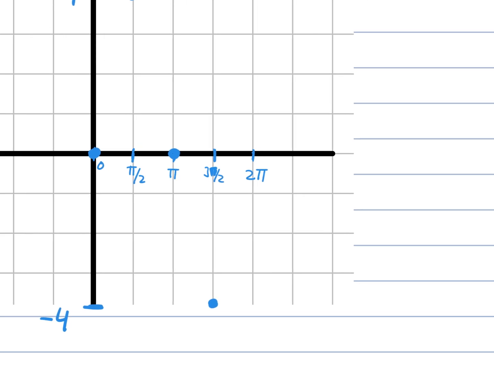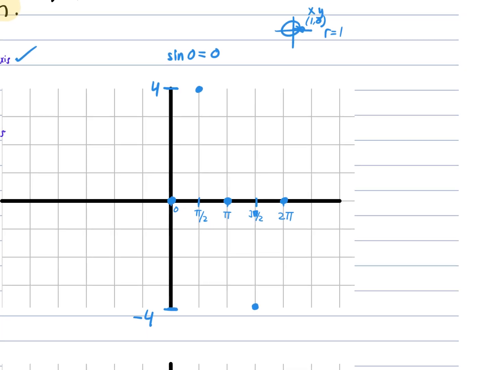And then at 2 pi, it's going to go back up. So we're always going to end right where we started. Right, now that's one cycle of this function. We don't have any reflections. We don't have any vertical shift. So we can draw this cycle as follows, right? This one cycle. It's going to look something like that.